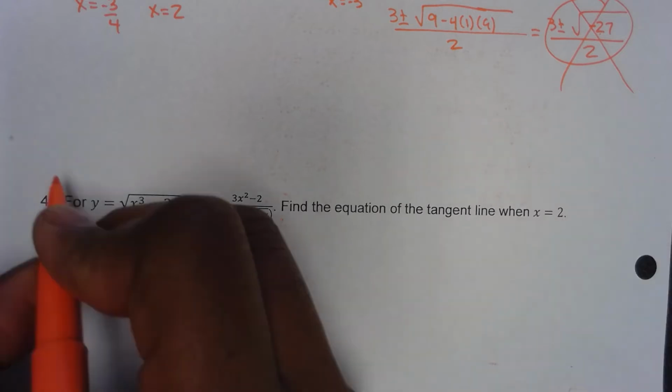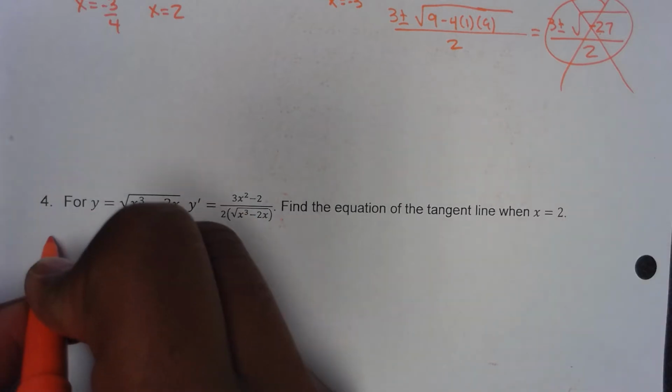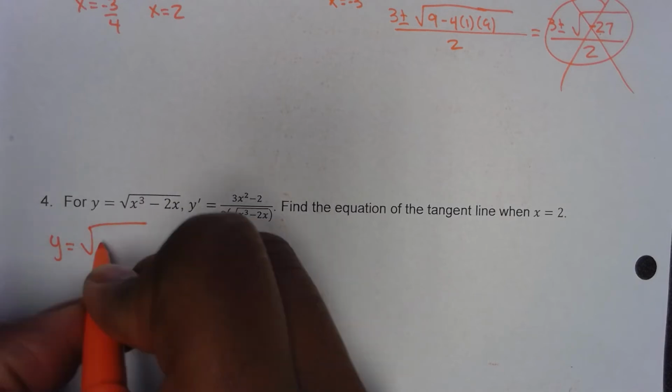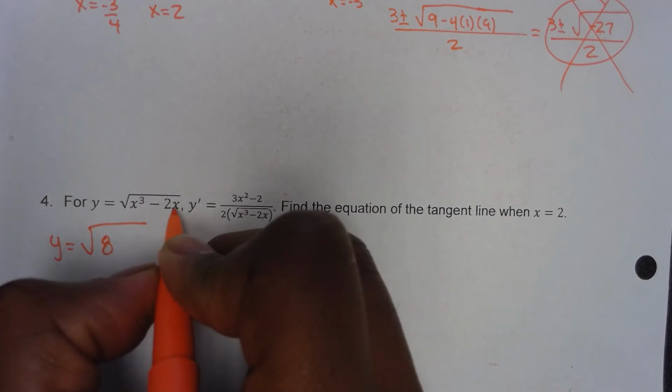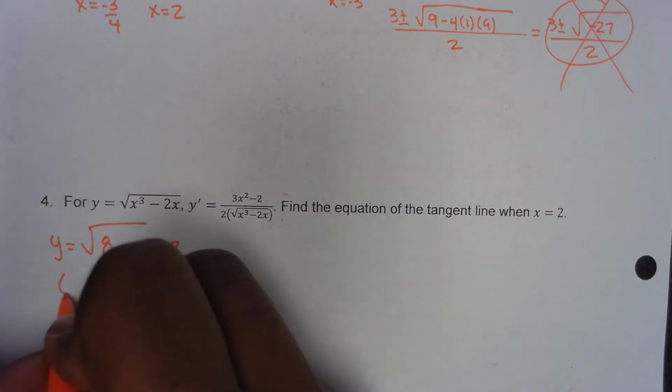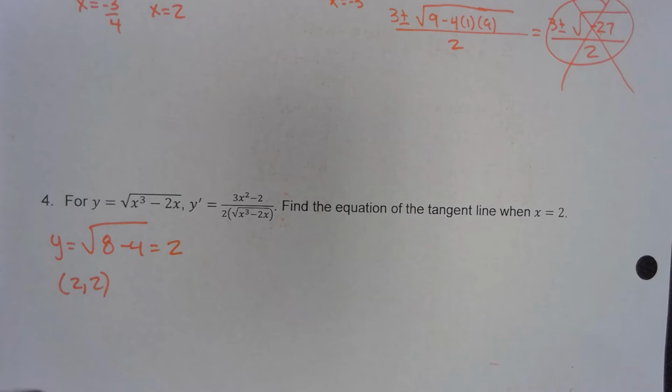We already have the x coordinate. To find the y coordinate, we substitute in 2, so we would get y equals the square root of 2 cubed, which is 8, minus 2 times 2, which is 4, so the square root of 4 is 2. So the point that we have is (2, 2).